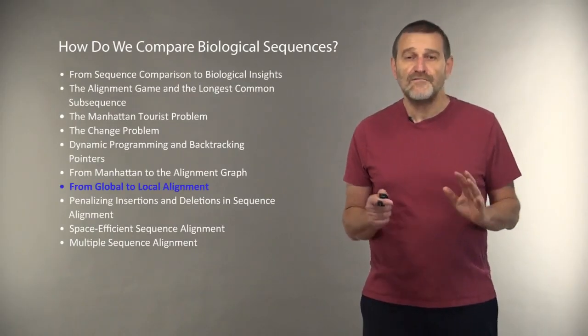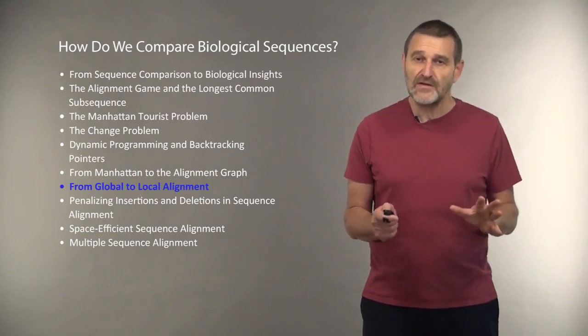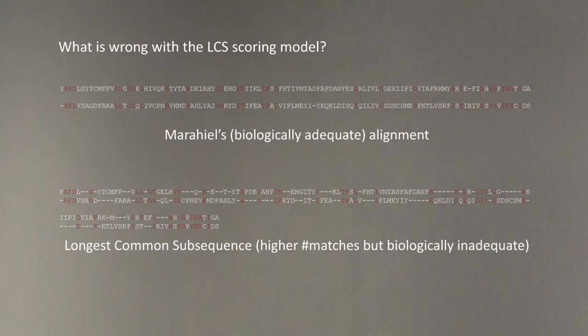There are many different phases of sequence comparison in biology, and we will now learn some of them. We'll ask first the question, what is wrong with the naive scoring models that we used for the longest common subsequence problem when we scored all matches by one. We saw the biologically adequate alignment of adenylation domains constructed by Murray-Hales, but this alignment is not the optimal longest common subsequence of this adenylation domain. At the bottom of the slide, there is actually the longest common subsequence. It has more matches, but it is biologically completely wrong.